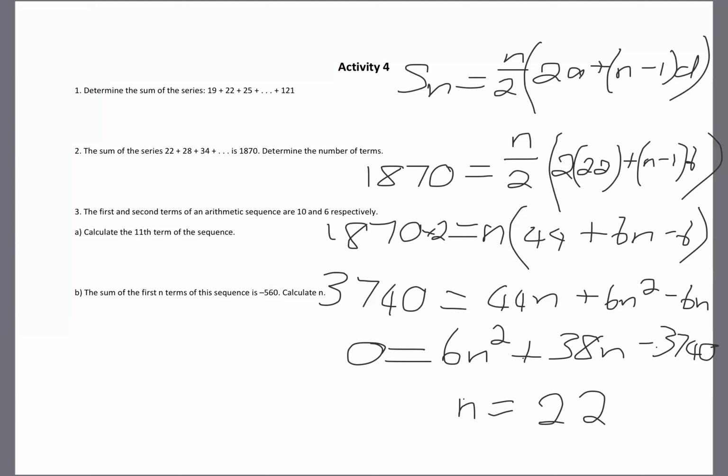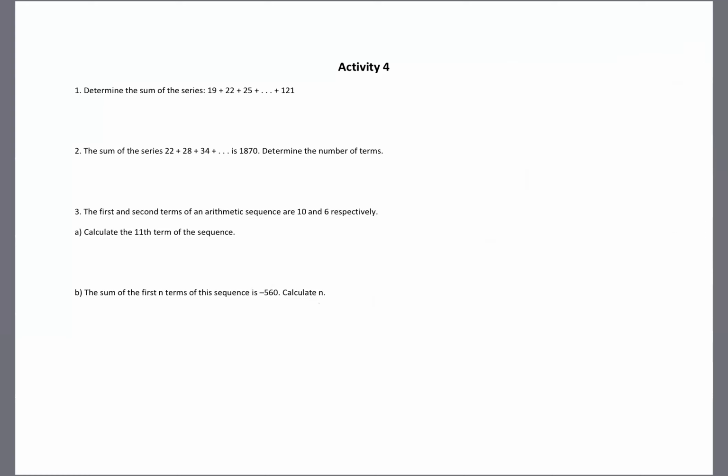Are you okay? Yes, ma'am. So you saw how we did all of that, okay? Now let's do question 3 quickly. It says the first and second term of an arithmetic sequence is 10 and 6, respectively. Calculate the 11th term of the sequence. So you know how to do this, right? How are we going to do this?